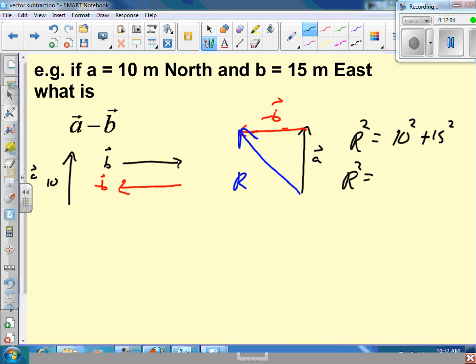So r squared is going to be 100 plus 15 squared, which is 225, and so r is the square root of 325. And I should probably know that answer. It's 18. 18 meters. Am I done?